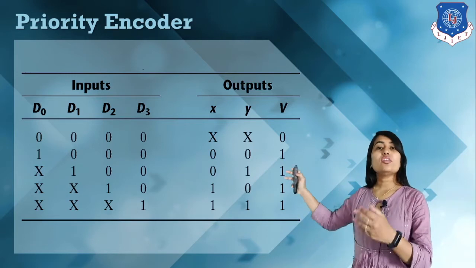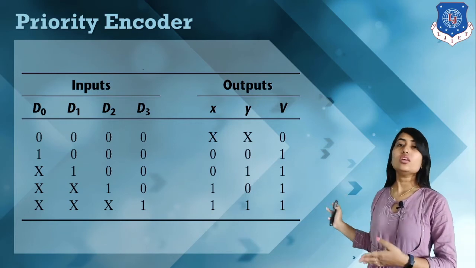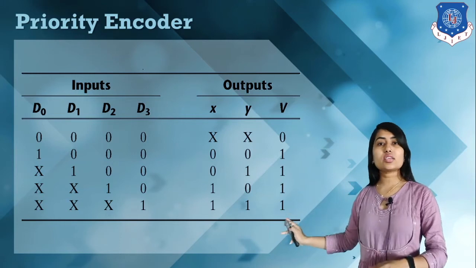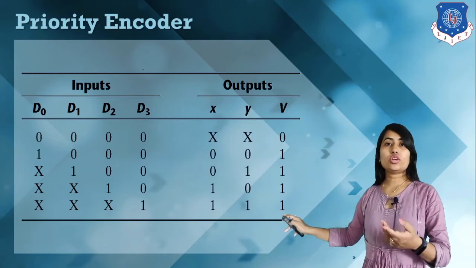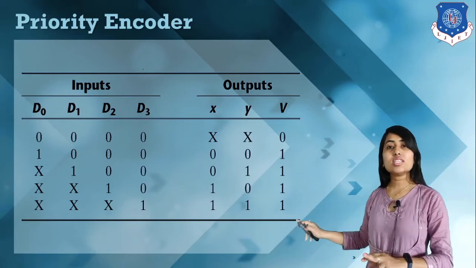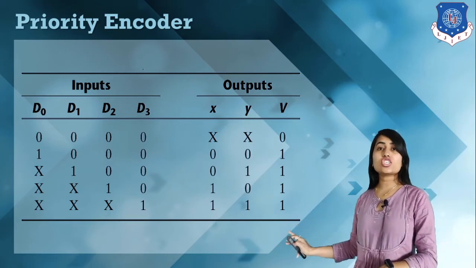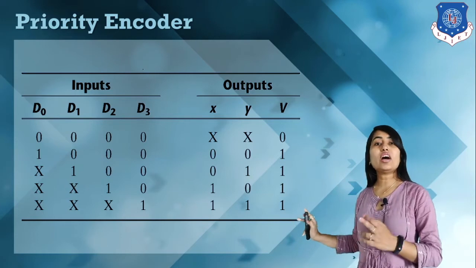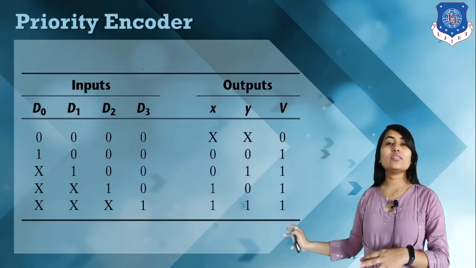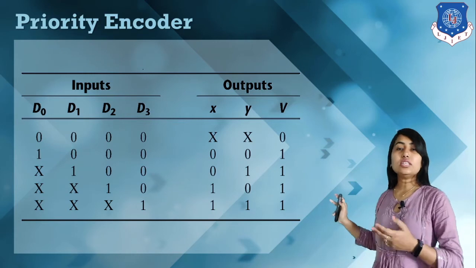Then if d0 is equal to 1, we have a valid bit indicator 1, and the x and y output is 0 0. When d1 is equal to 1, whatever the value of d0, that is a don't care condition, we have output 0 1. When d2 is equal to 1, whatever the conditions of d1 and d0, we have output 1 0. And when d3 is equal to 1, whatever the conditions of d2, d1, d0, we have output 1 1.